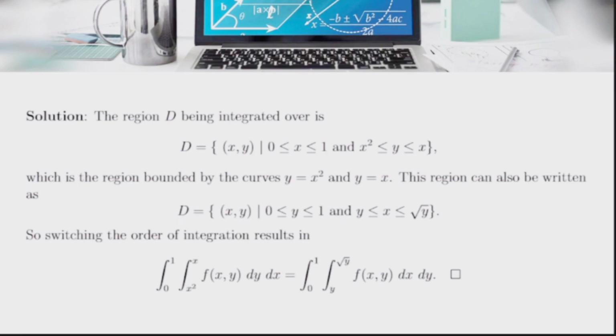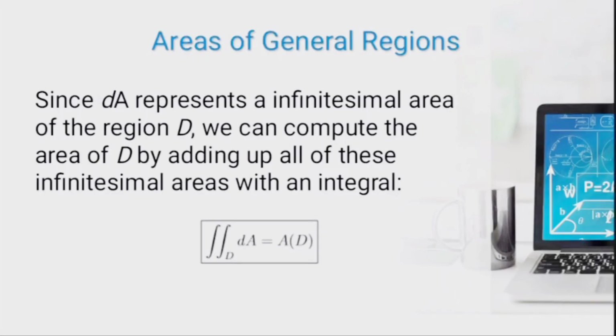Nice. For our next slide, areas of general regions. Since dA represents an infinitesimal area of the region D, we can compute the area of D by adding up all of these infinitesimal areas with an integral: the double integral over D of dA equals A(D).